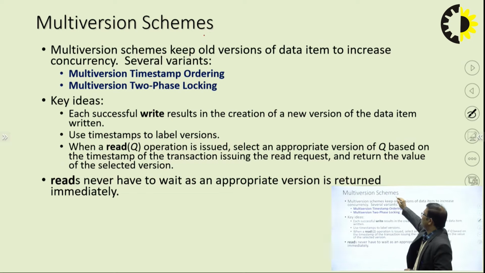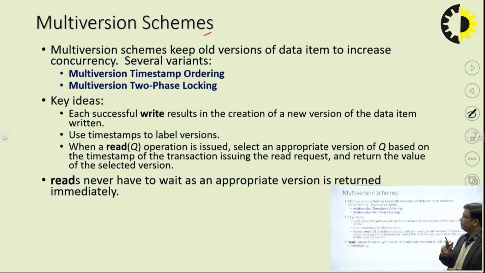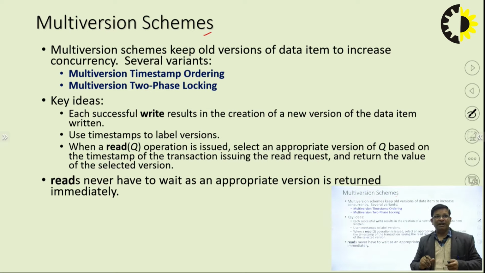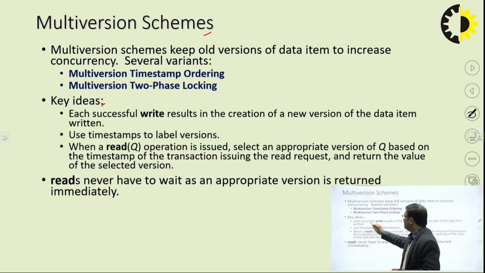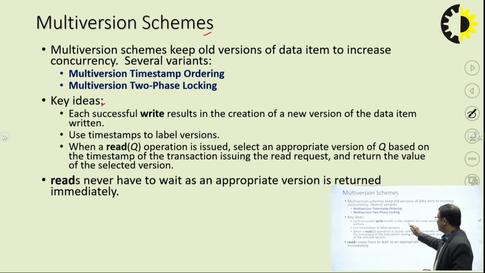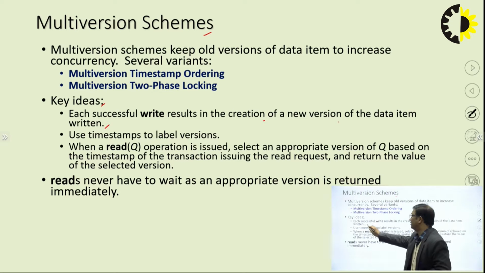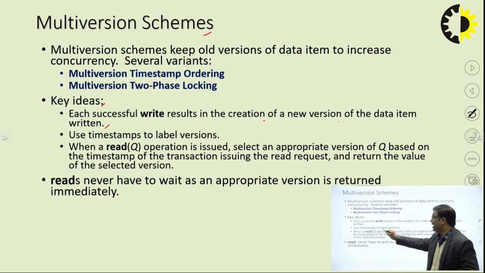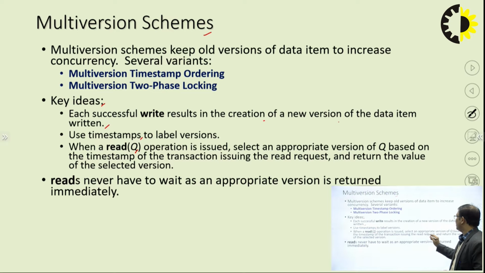So, multiversion schemes. Basically, there are two variants: multiversion time stamping and multiversion two-phase locking. Key ideas are: each successful write results in the creation of a new version of the data item Q. We have to use time stamping. When a read(Q) operation is issued, select an appropriate version of Q based on the time stamping of the transaction issuing the read request, and return the value of the selected version.